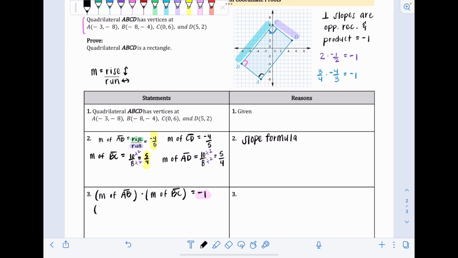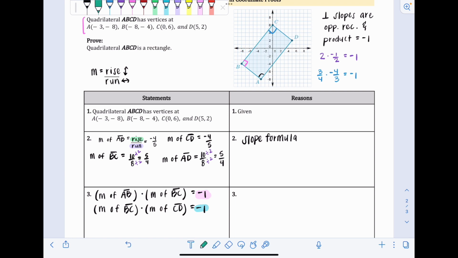So we'll say the slope of BC times the slope of CD is -1. And then same thing there, because those are opposite reciprocals. So BC was 5/4 and then CD was -4/5. So opposite reciprocals, if we were to multiply them together, their product would be -1. So that's that second corner, and we just need to show all 4.